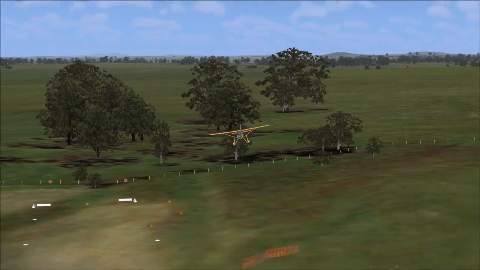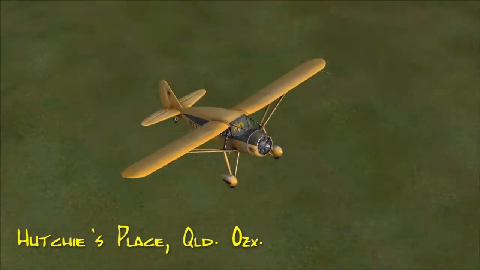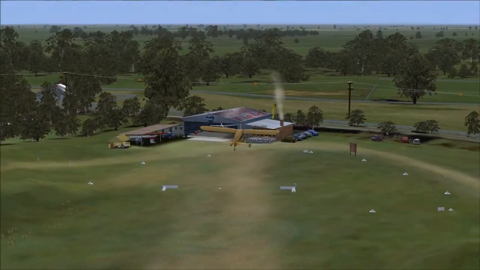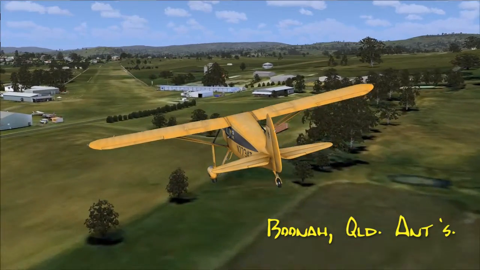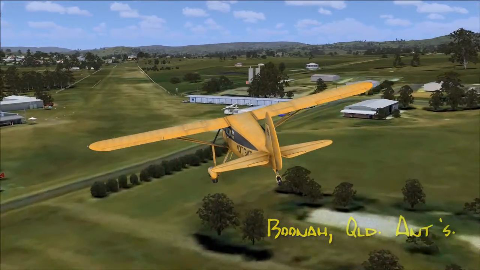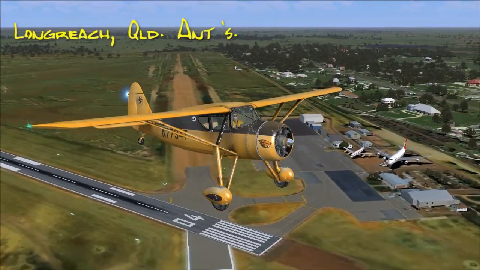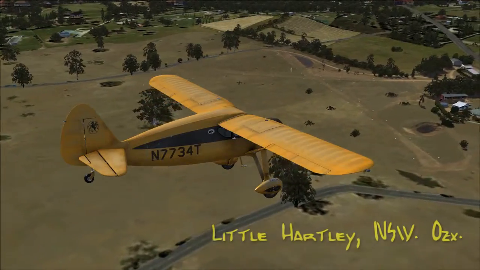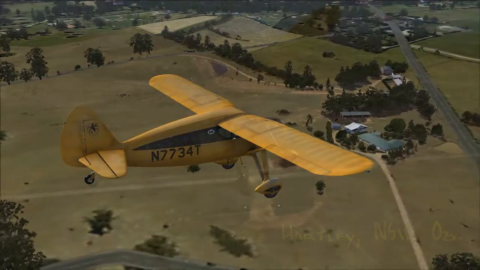OZx 3.4 is the latest version at the time of writing, and it contains something like 340 airports, and with more being released individually all the time. Anthony Lynch also deserves a special mention with more than 30 strips free in his Ants Aussie Airports pack. What I love about the freeware strips is that many of these are tiny farms and bush strips, which is exactly the sort of flying I like to do.